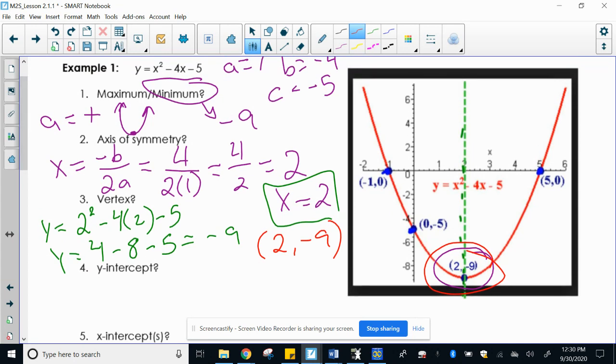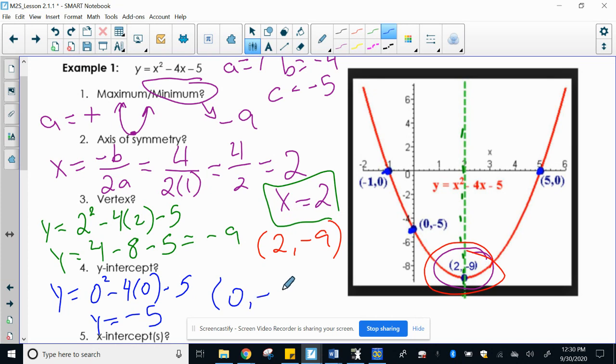The y-intercept, well, that's the value of y when x is 0. Okay, so we're going to plug in 0 for x and see what we get for y. If y equals 0 squared minus 4 times 0 minus 5. Well, these cancel, so we're left with just negative 5. For y-intercept, 0, negative 5. Well, we see that on our graph right here as well, right? We're crossing the y-axis at negative 5. So it's the point 0, negative 5.